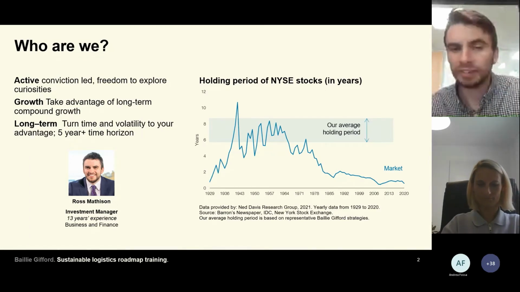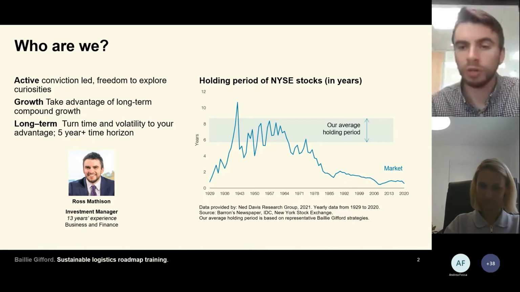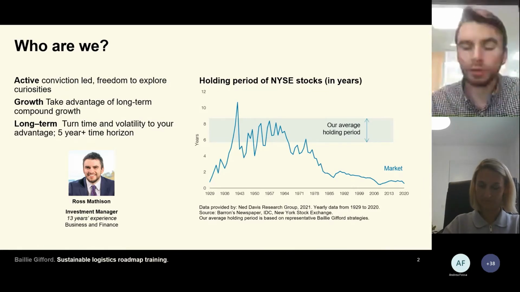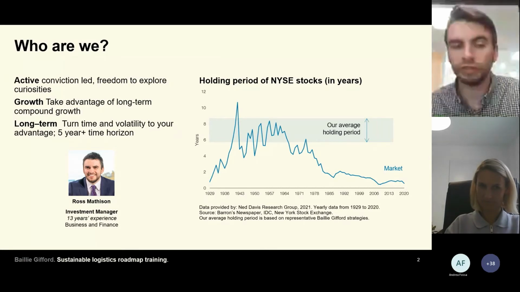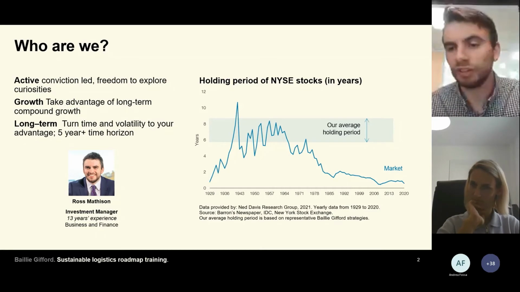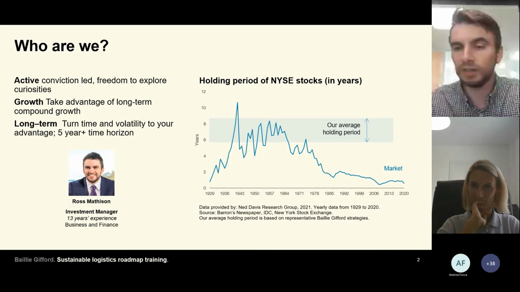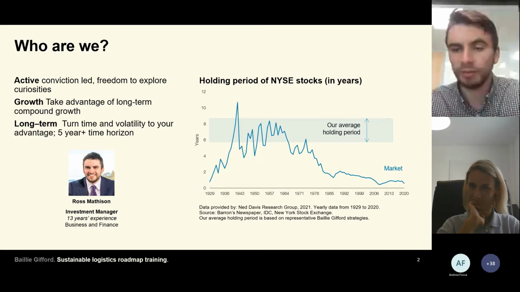And then lastly, we are truly long-term. So we say we're long-term, and you can see by our average holding period, which on my team is over 7 years, that we truly are long-term. And that's at a time when, as you can see on the chart on the right, the average holding period for the market continues to come down and down.